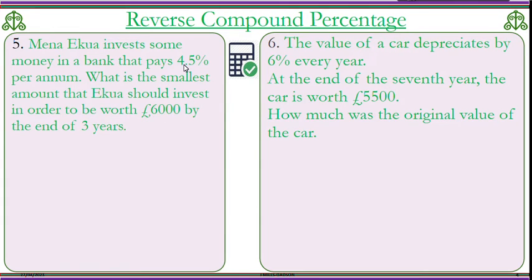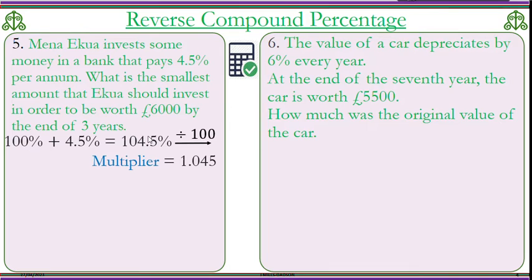So since the interest is 4.5%, it's an increment, let's form the multiplier. 100% plus 4.5%, 104.5%. So we always divide by 100, so that's our multiplier. Now, we don't know how much to invest at the moment, so we are looking for the minimum amount times the multiplier to the power 3. We should end up with 6,000. So that's what we are looking for.